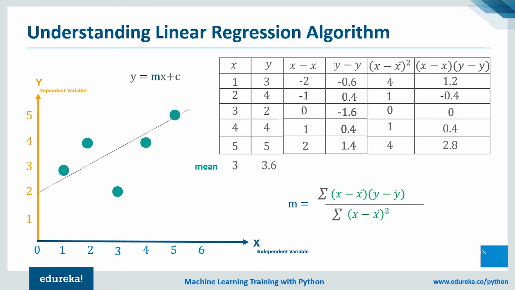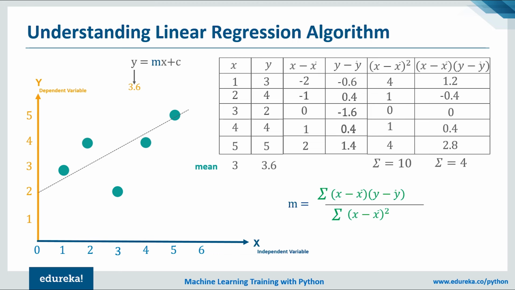Alright, now almost all the parts of our formula are done. So now what we need to do is get the summation of the last two columns. The summation of x minus x bar whole square is 10, and the summation of x minus x bar multiplied by y minus y bar is 4. So the value of m will be equal to 4 by 10. Fine. So let's put this value of m equals 0.4 in our line y equals mx plus c, and fill all the points into the equation to find the value of c.